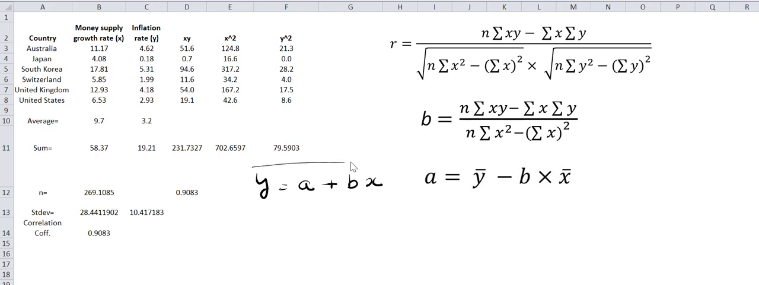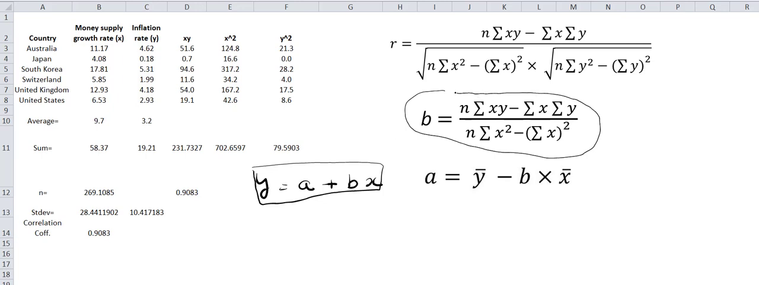And to get the regression line, we have to calculate the slope coefficient as well as the intercept coefficient. So the slope coefficient b, we can calculate from this formula right here. We already have all the input numbers to calculate this formula. So let's get the value of b. So b equal to, in the numerator I'm gonna have 6 multiplied by sigma of xy. So sigma of xy is right here.